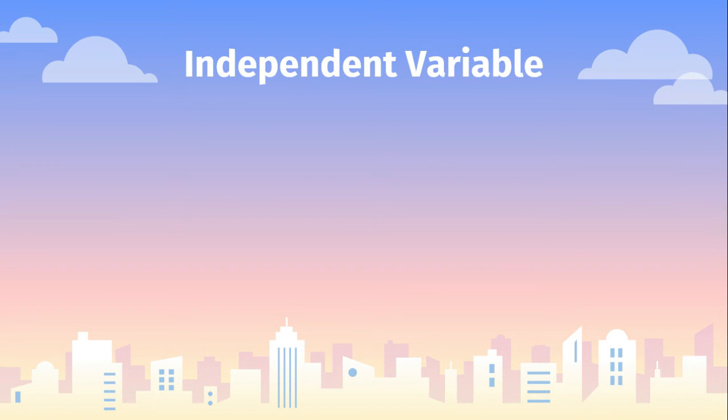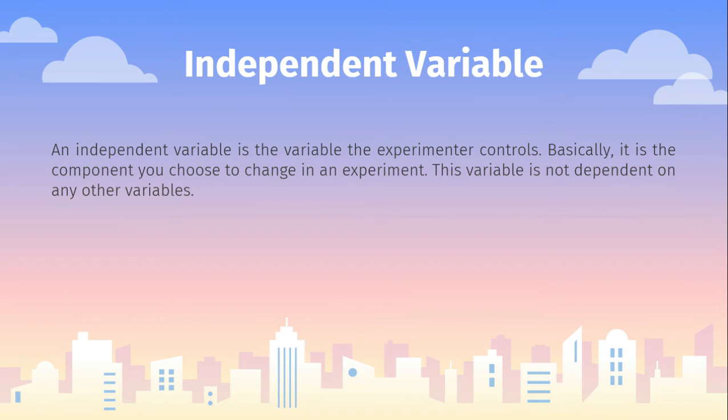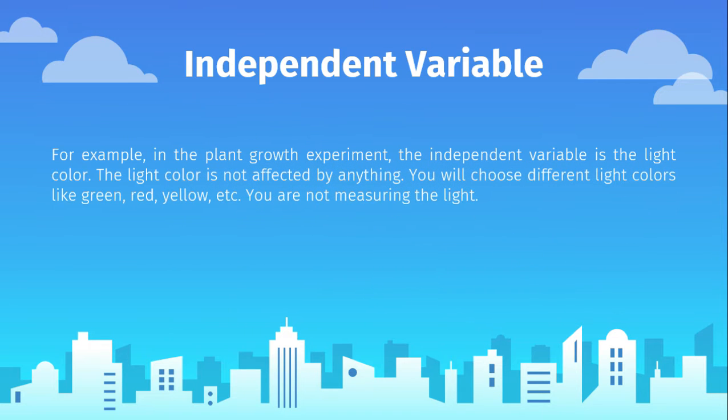And we go to the first one, independent variable. Independent variable is the variable experimenter controls. Basically, it is the component you choose to change in an experiment. This variable is not dependent on any other variable. For example, in the plane throw experiment, the independent variable is the light color. The light color is not affected by anything. You choose different light color like green, red, yellow, etc. You are not measuring the light.